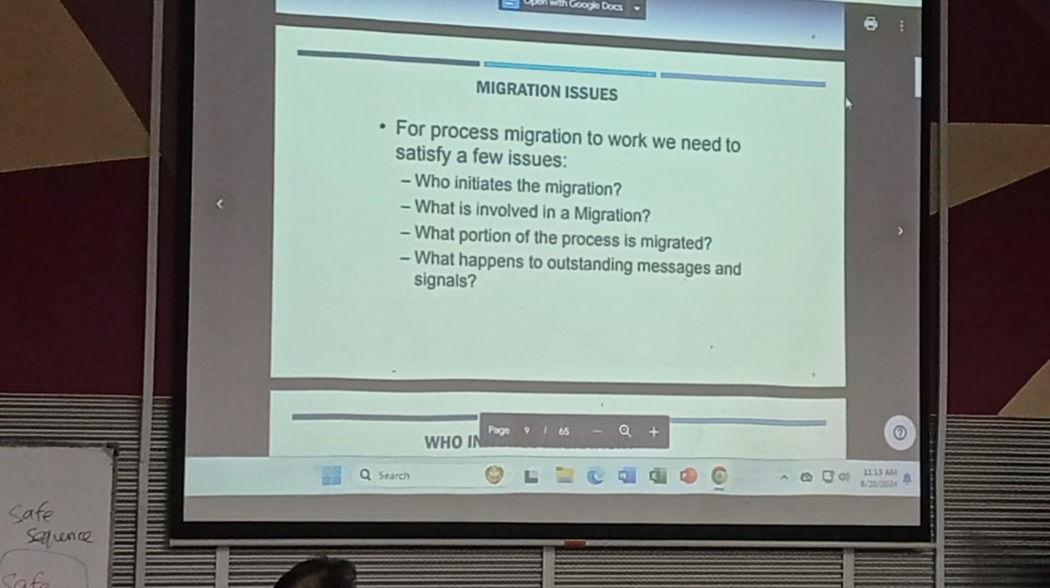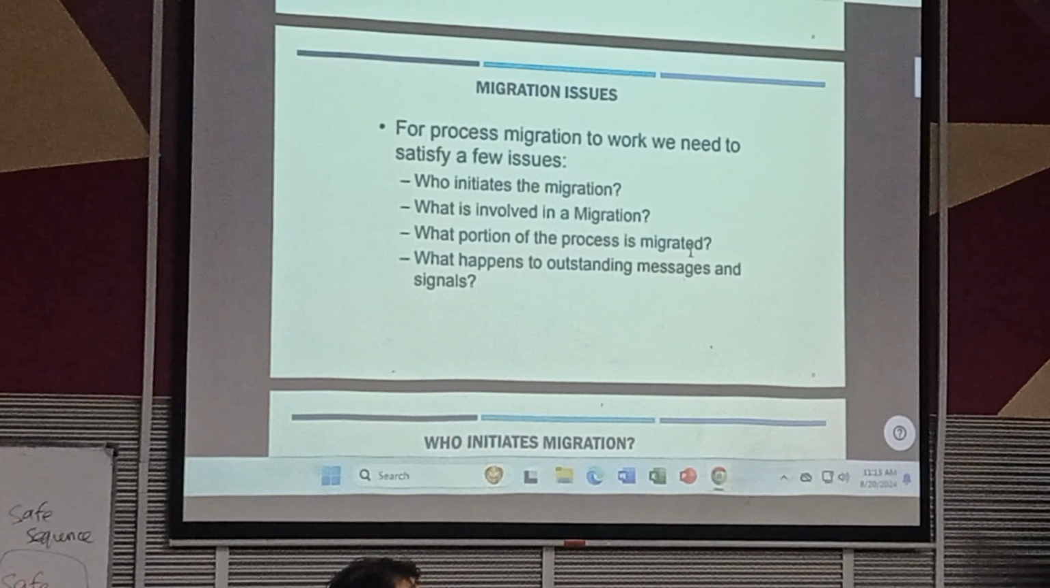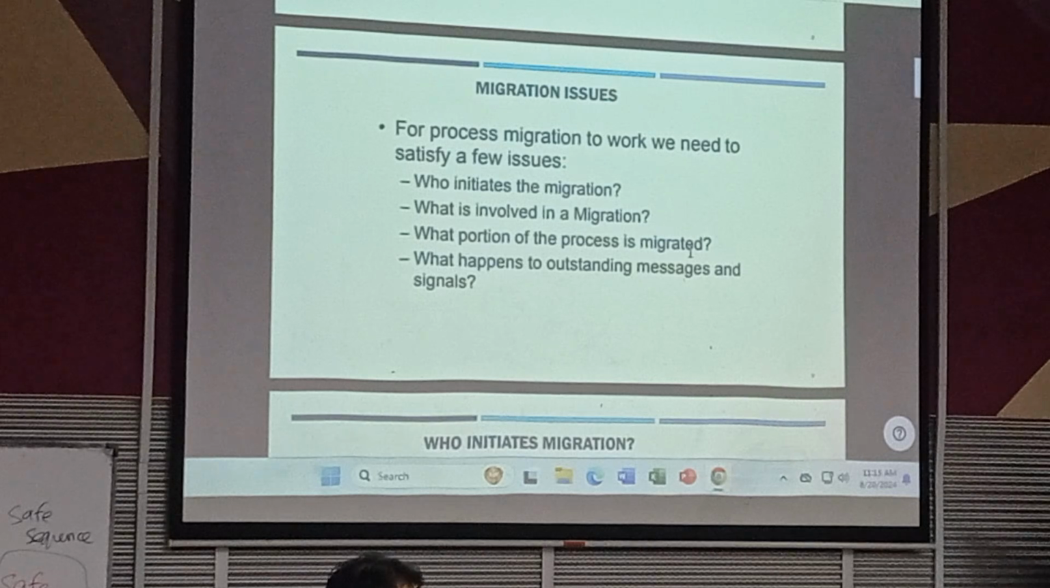Okay. Second thing is, what is involved when you do the migration? What is transferred, and who is involved? And the third one is, what portion of the process is transferred? Because you might have gigabytes of data. Do you transfer the whole thing? Or how do you do it? If let's say you want to transfer them, do you transfer a portion or do you transfer all?